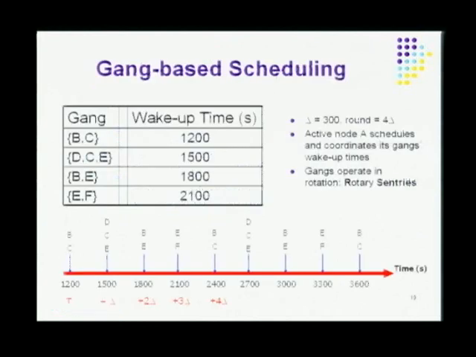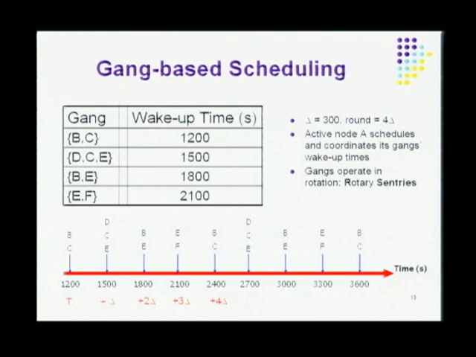So in this slide, we have delta of 300, and the round, because in this slide the active node has 4 GANs, we say the round is 4 times delta, and the active node makes a schedule like this.